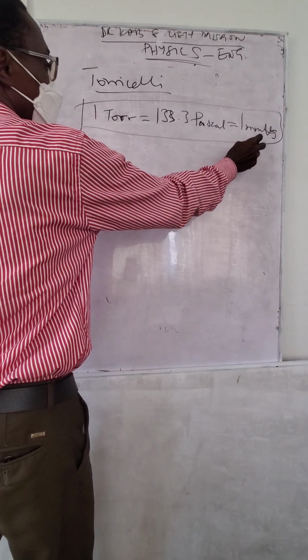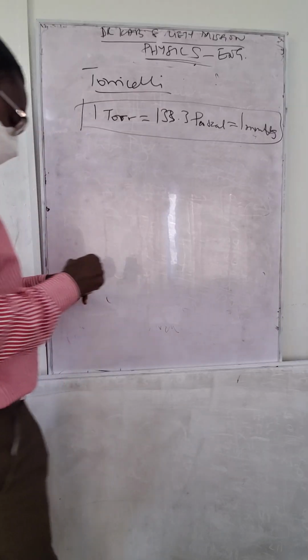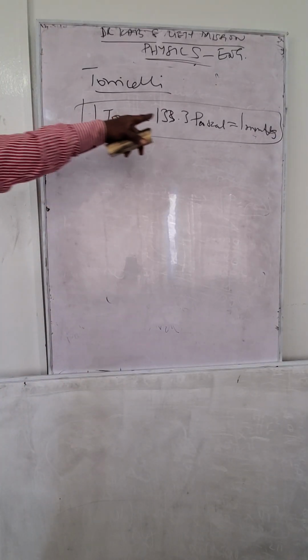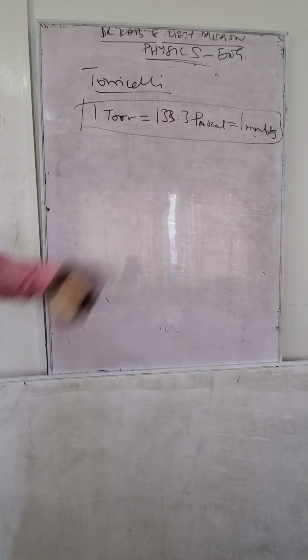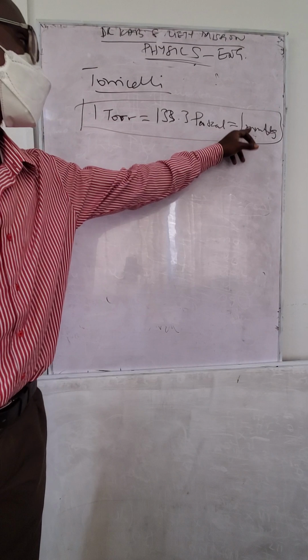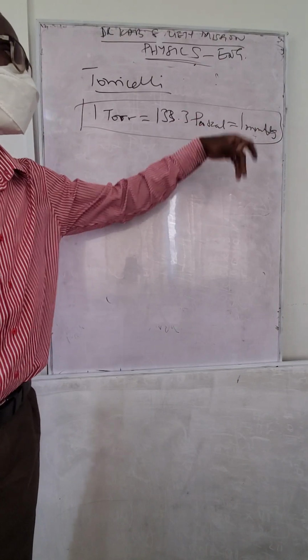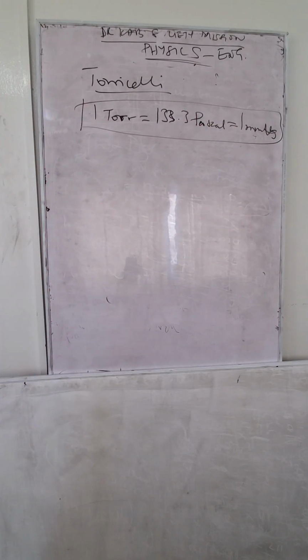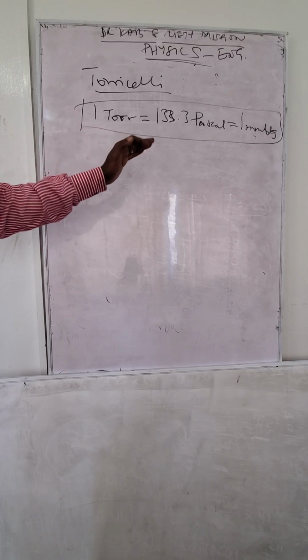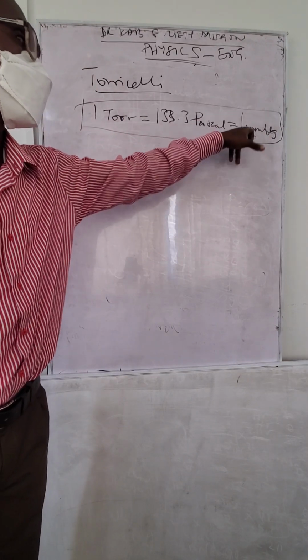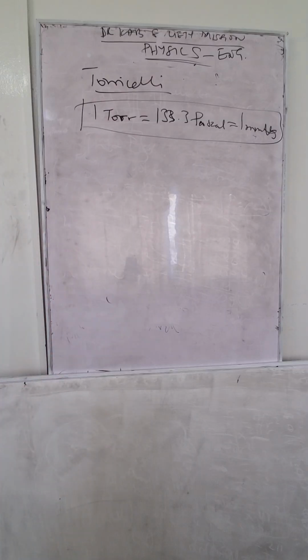This is usually used in most textbooks. Pascal is the standard, but you can also compare it to millimeters of mercury. This is telling you the height of the column of mercury that is supported. So it means 1 torr is the pressure that can make mercury rise by 1 millimeter. Right. That's it. Let's move on.